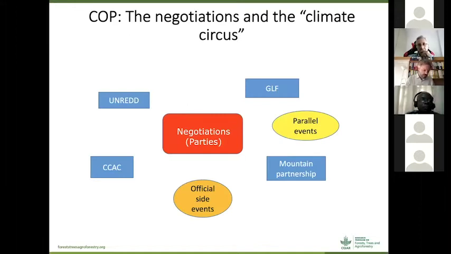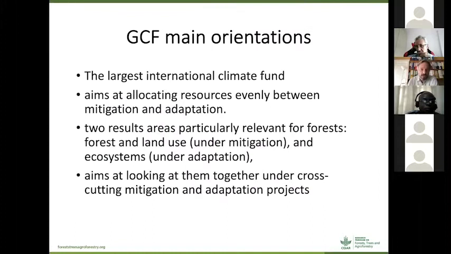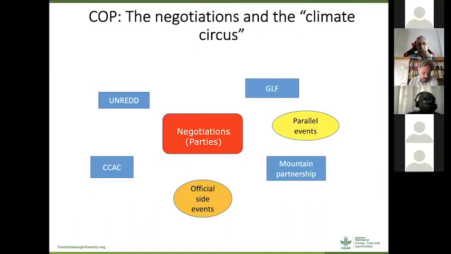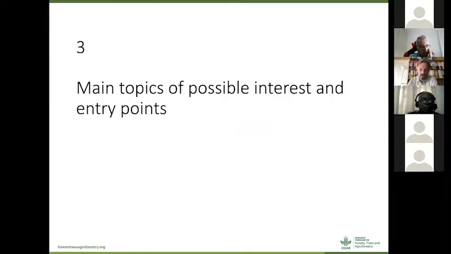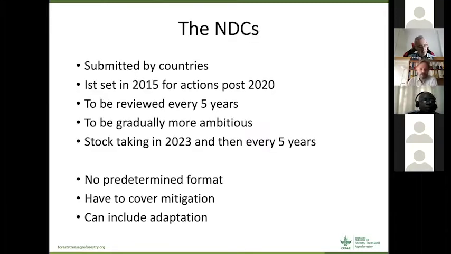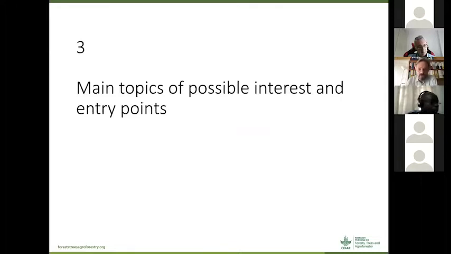All of this, the nationally determined contributions are submitted by parties. They have no necessarily predetermined format. They have to cover mitigation and can include adaptation. So let me just go here. I was forgetting to put up the slides. The main topics of interest and entry points.